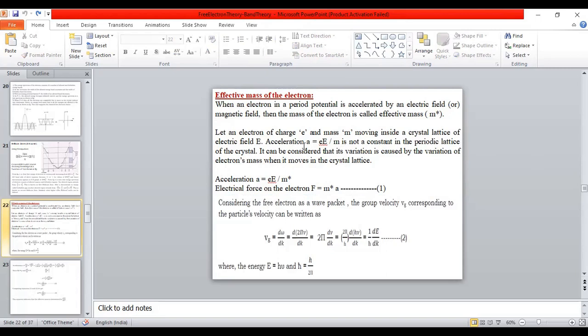Because the acceleration of the electron changes: when it approaches a positive ion, it will have some different potential energy, and when it is in between two ions, it will have some other potential energy. That is the reason it will have varying electron mass. Acceleration a is equal to eE by m star. The electrical force on the electron, F, is equal to ma. Instead of ma we write m star a.